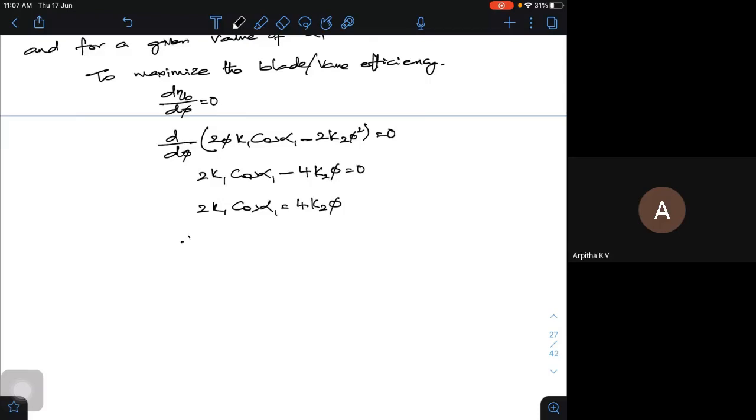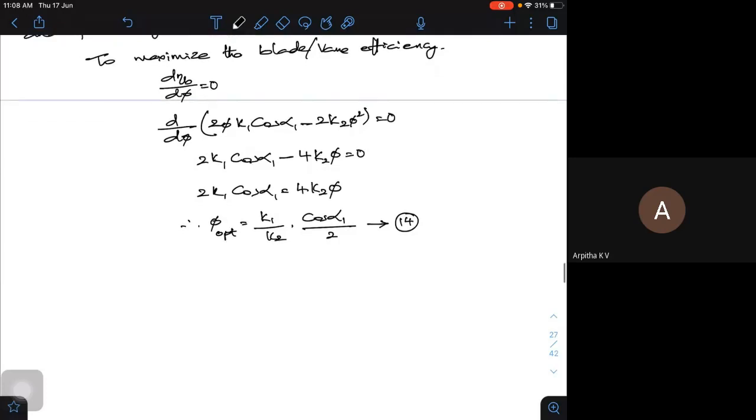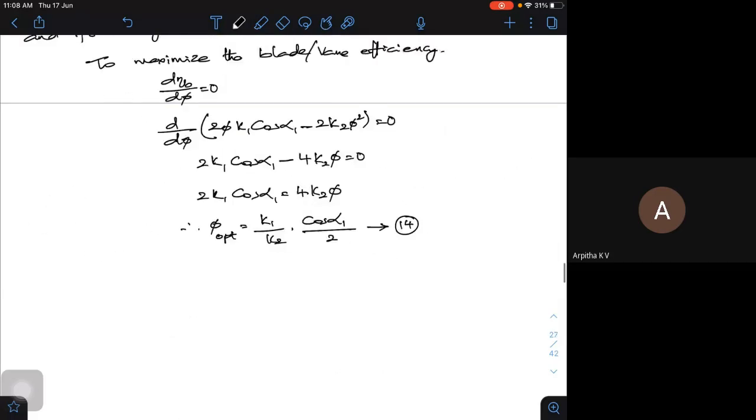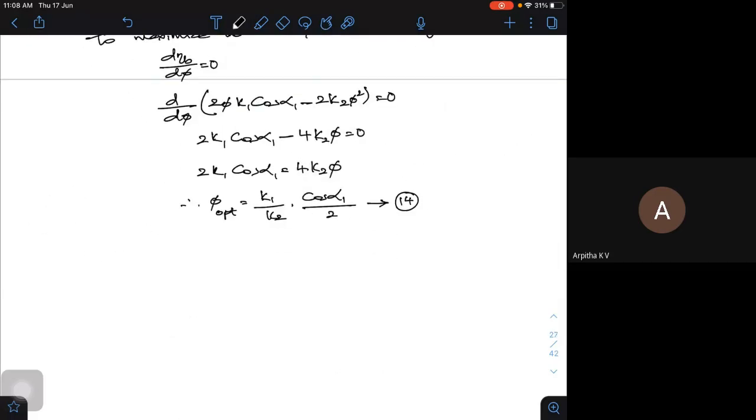Or I can write phi optimal is equal to k1 by k2 into cos alpha 1 by 2. Let me call that equation number 14. This is the optimal value of your phi. If I substitute this in equation 13, I'll get my maximum efficiency.